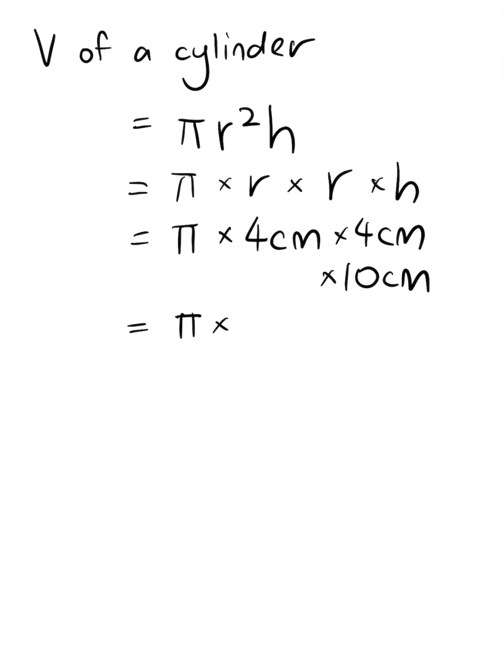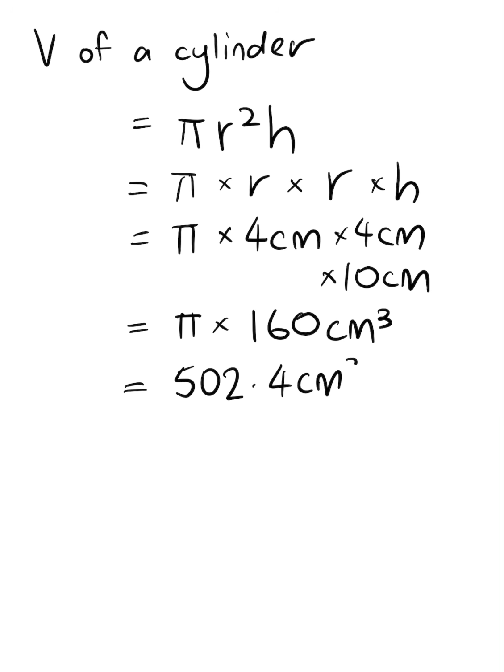And we can break this down. 4 times 4 is 16 and 16 times 10 is 160, leaving us with pi times 160 centimeters cubed, because we're dealing with volume. And that's going to leave us with an answer of 502.4 centimeters cubed. So this value is the can at 100%. So 502.4 centimeters cubed is when the can is completely full. If we think of it as completely full, we would think of it as 100%. And it's important to note that 1 milliliter is the same as 1 centimeter cubed.